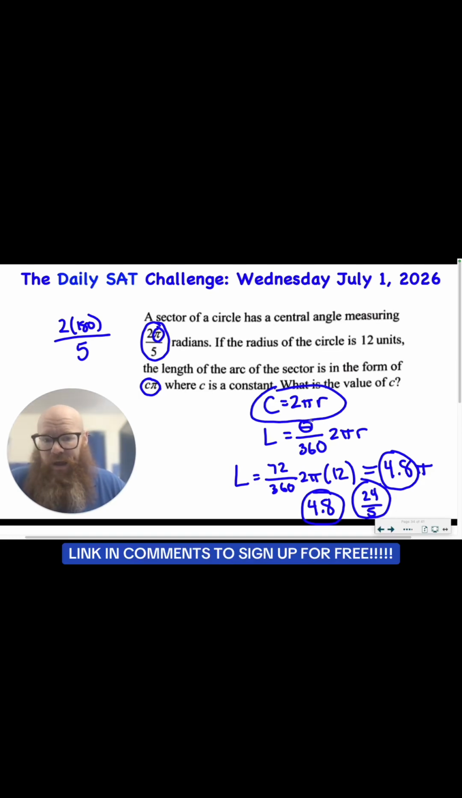You modify it for arc length by multiplying it by the angle over 360, and separately, you just need to know that pi is 180 degrees. That's how you convert something from radians to degrees.